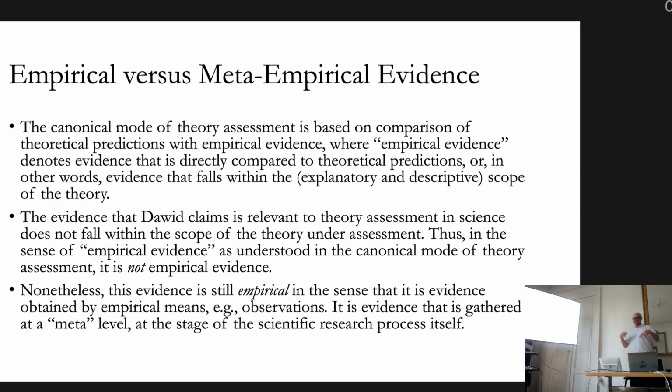So the kind of evidence that David claims is relevant to theory assessment in science isn't this kind of evidence, because it doesn't fall within the scope of the theory under assessment. So in the sense of empirical evidence, as understood in this canonical mode of theory assessment, this kind of evidence is not empirical evidence. However, it's a bit of a terminological issue. Of course, it's evidence in a broad empirical sense. It's evidence that we do obtain by empirical means, observation. It's just that it's gathered at a meta level, at the stage of the scientific research process itself. So that's why from now on I'll be calling this kind of evidence meta-empirical evidence, to clarify that it's distinct from the kind of empirical evidence that plays the main role in the canonical mode of theory assessment. But this whole approach is empirical in the sense that we're going out and acquiring evidence in order to assess theories. It's just that it happens at a different level, as we'll see.